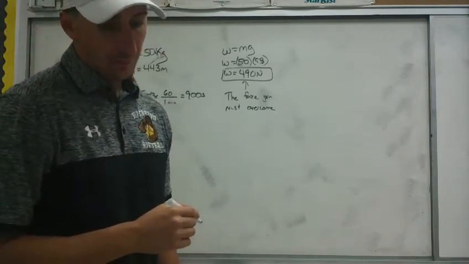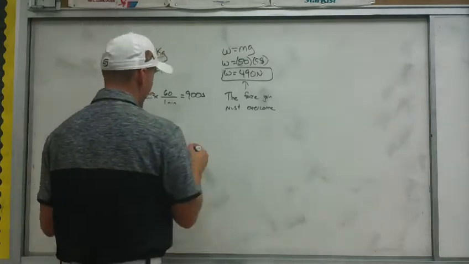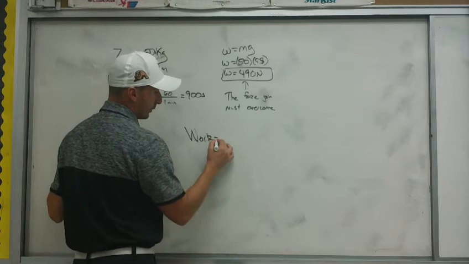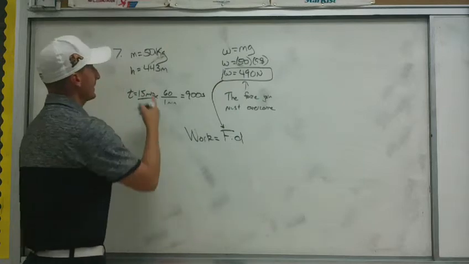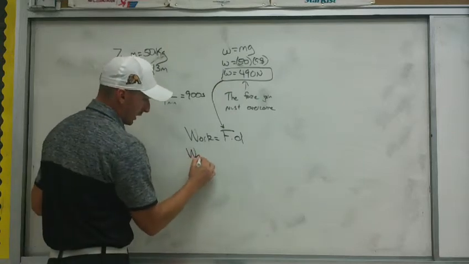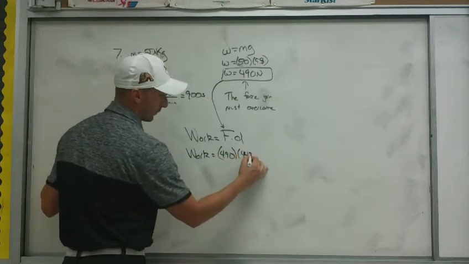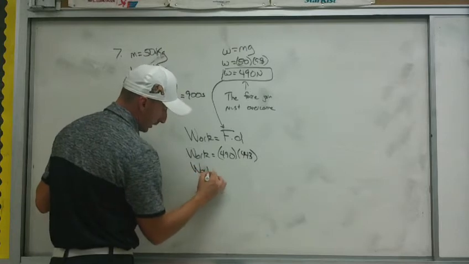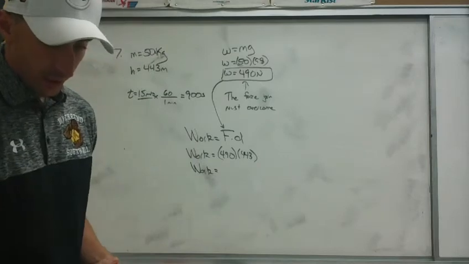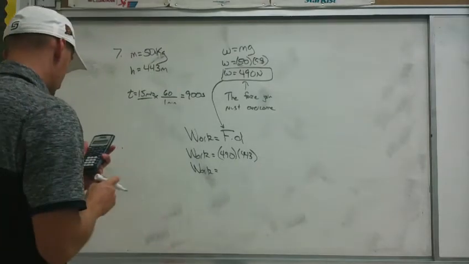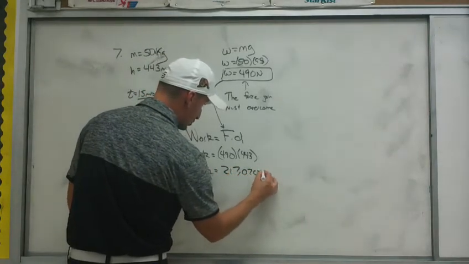Now before I can find power, I need to find how much work he's done. So the basic equation for work is equal to force times distance. Well, the force is equal to his weight, and the distance is the height of the stairs. So work is equal to force, 490, times the height of the stairs, which is 443 meters. 490 times 443, I get 217,070 joules.